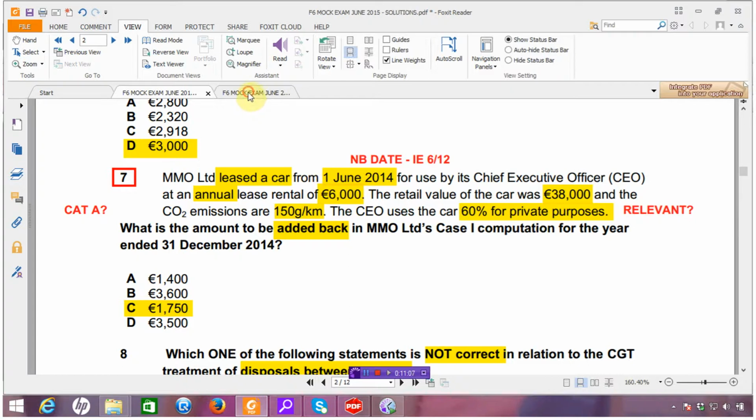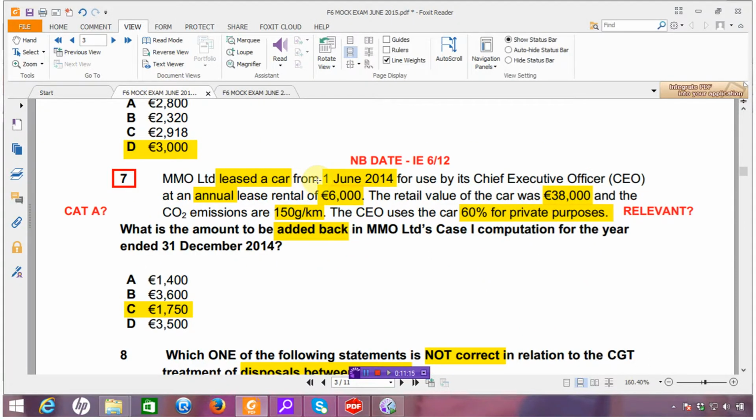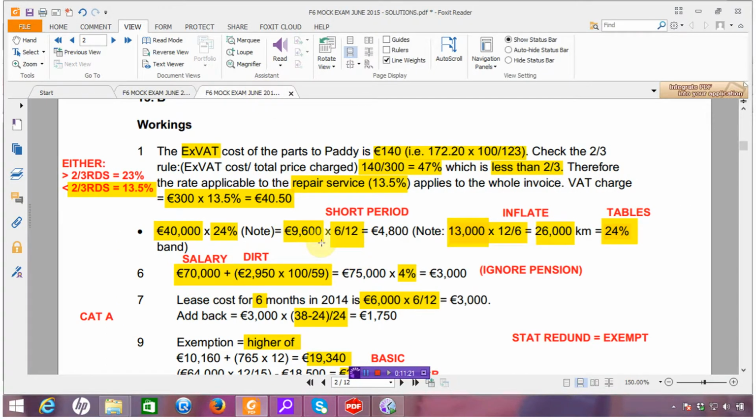Okay, so if we look at the answer 4/7, we'll see that in fact they have used 6/12, so I think that's an error given the fact that it should be from 1st of June. So perhaps the answer is wrong. I think it is. But anyway, let's concentrate on the principles of it. So what we've got is a lease cost, they say, for 6 months. We've got 6/12 times the full lease cost. So in other words, that's the amount that's being charged in total.